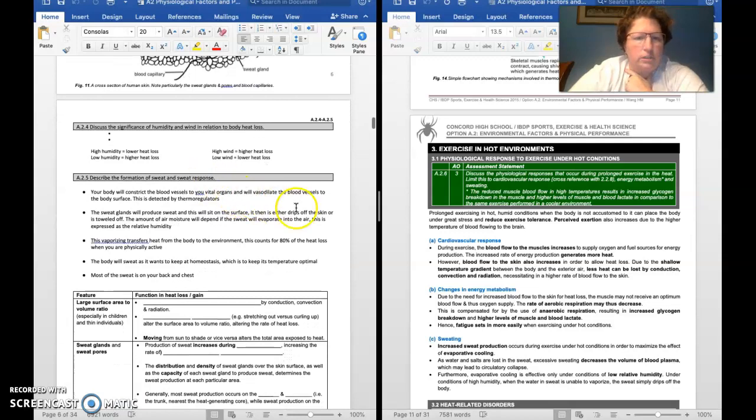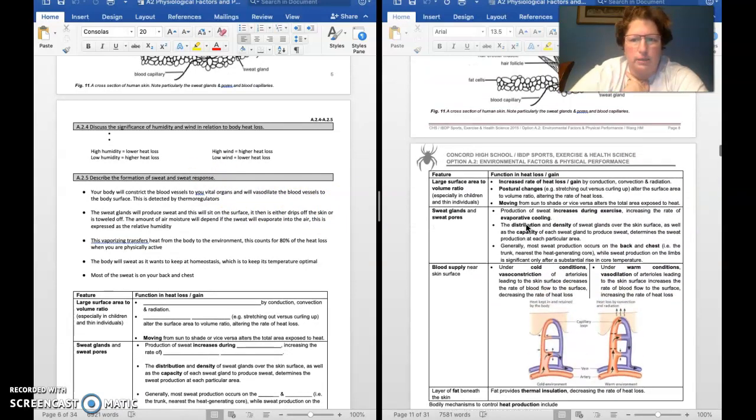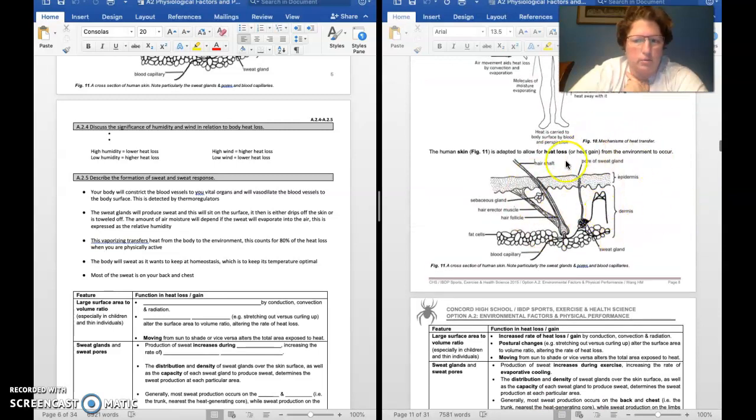So moving into the sweat and sweat response, this is the picture I was explaining a minute ago with the skin. The body constricts the vessels to the vital organs and it dilates the vessels to the skin. This is detected through thermoregulation, and what happens here is when these vessels dilate, it opens up the sweat gland to allow sweat to come to the skin and cool us down.